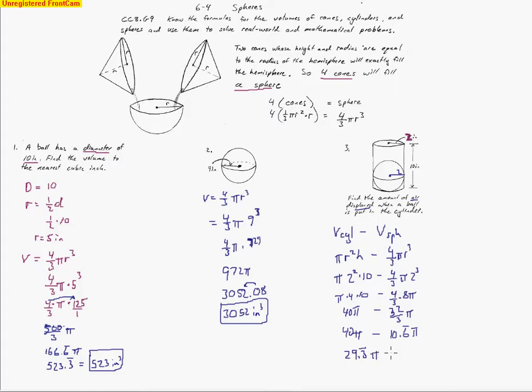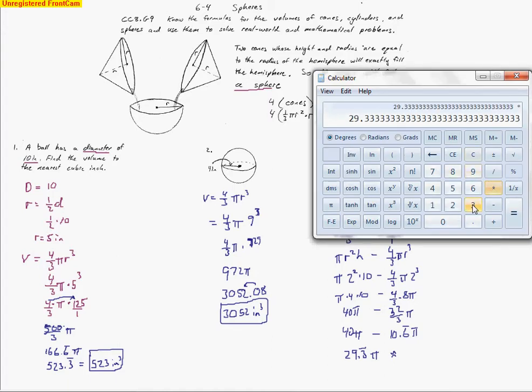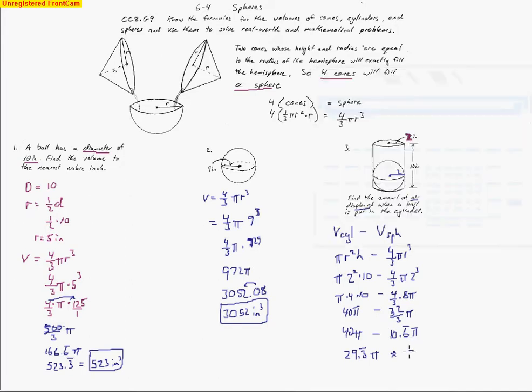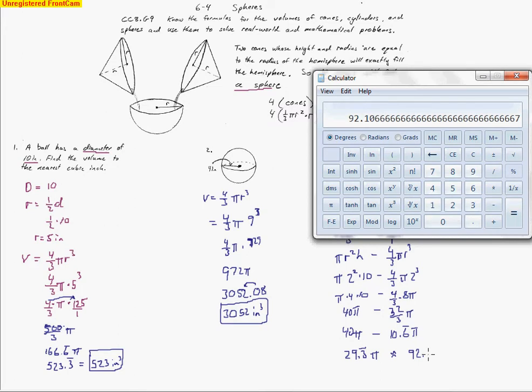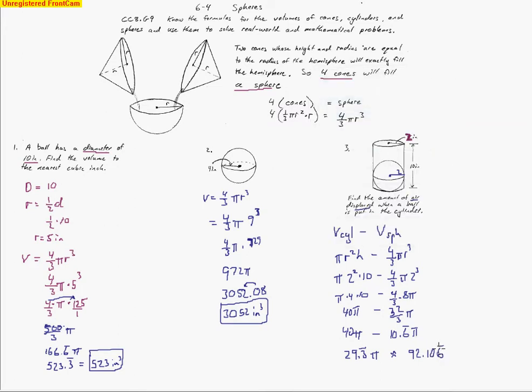And so now I can go ahead and approximate this by taking that value and multiplying it by 3.14. And so that ends up equaling this number here, 92 point, that number was 106 repeated. So I'm going to go ahead and round this number. Let's go ahead and round to the hundredths place this time. So if I look at the 6, that 6 is big enough to round this up, and so I've got 92.11 inches to the third power is how much is being displaced.